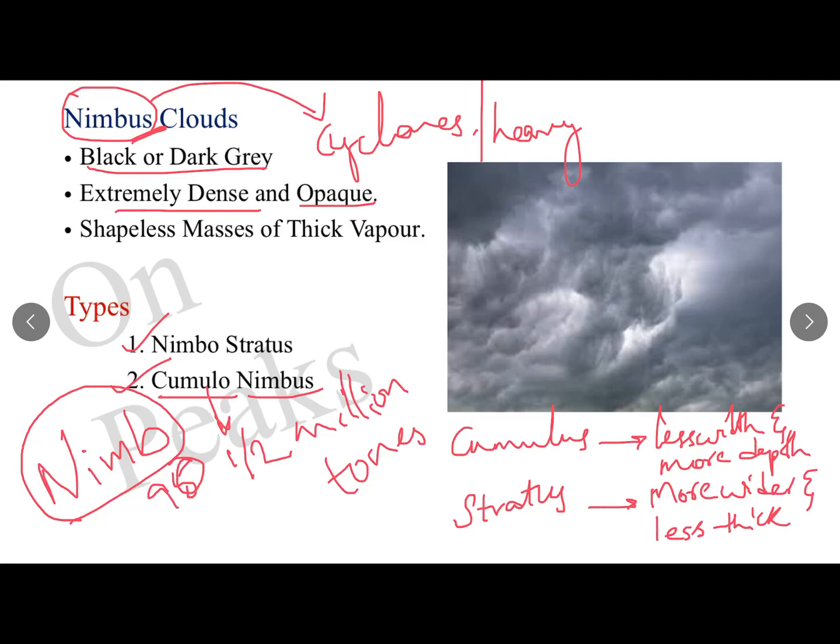As this is the first class, I covered only a small topic: what clouds are, what weather is, what climate is, and what the types or groupings of clouds are.